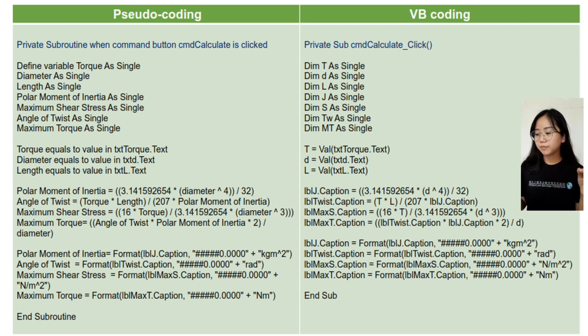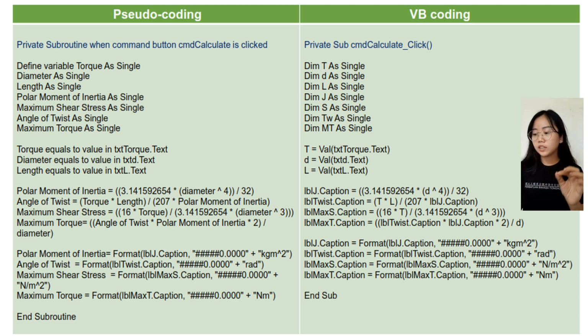And after that, we will define T equals the value of txtTorque.text, and D equals the value of txtD.text, and L equals the value of txtL.text, which we will be using after that for the equation.